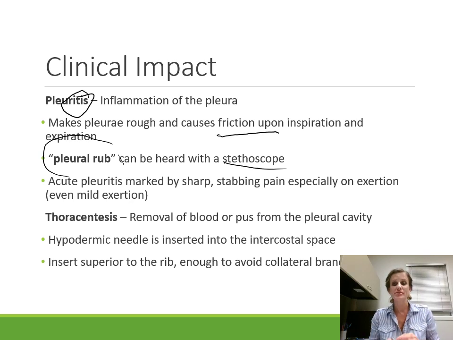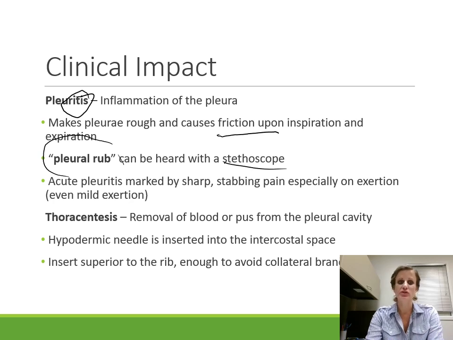Acute pleuritis is typically also painful. It's marked by sharp stabbing pain, especially on exertion. So any physical activity, and this can be mild exertion. By exertion, I don't mean working out at the gym or going to run 5 miles. I mean walking up the stairs to the 2nd floor of your house, or maybe walking to go get the mail. That's enough exertion to cause a sharp stabbing pain on the affected side.